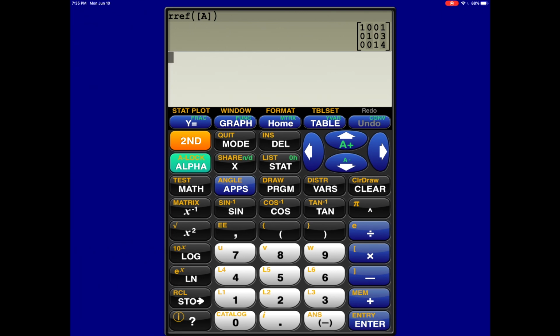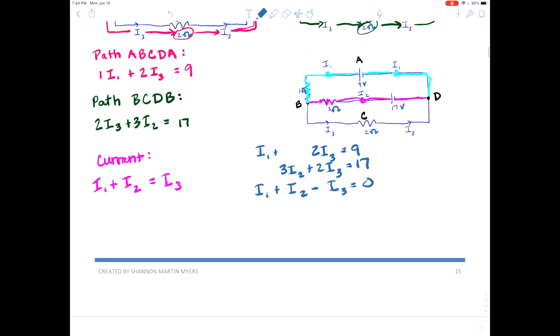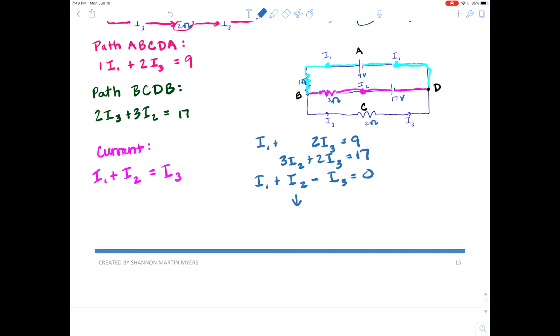All right, so in 1.1, by the way, my last video, I showed you how to use Octave, which is the free version of MATLAB. And so now you know how to do it using the graphing calculator. The corresponding matrix to this was 1, 0, 2, 9, 0, 3, 2, 17, 1, 1, -1, 0. It's augmented.